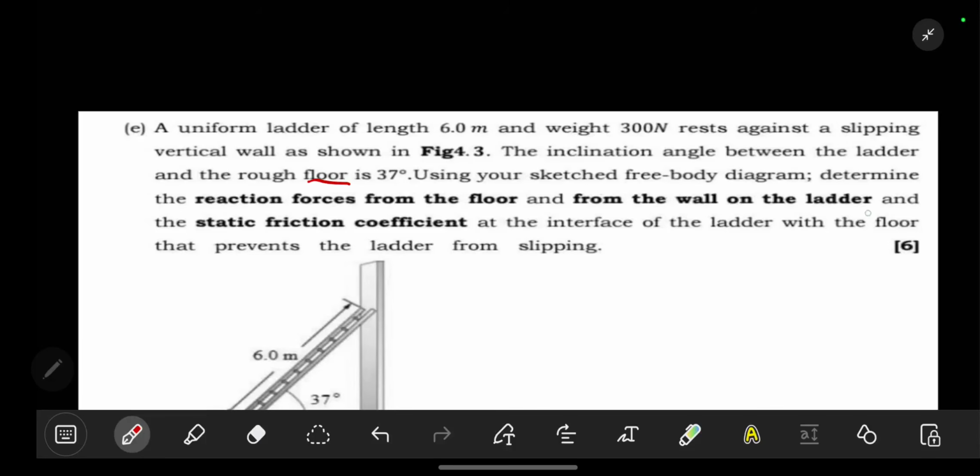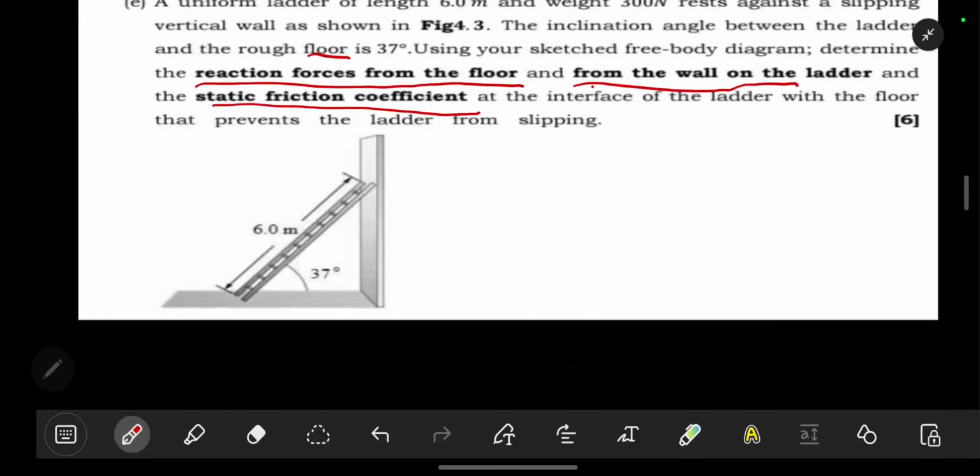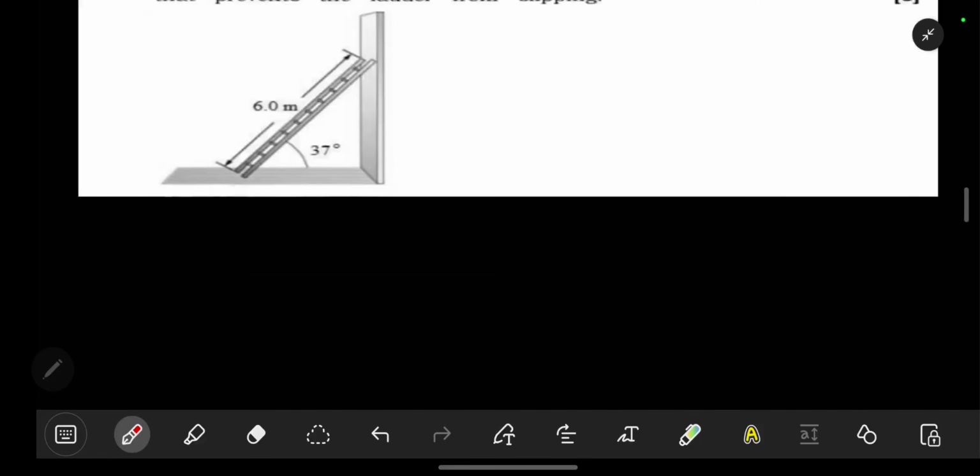Using your sketched free body diagram, determine the reaction forces from the floor and from the wall on the ladder, and the static friction coefficient at the interface of the ladder with the floor that prevents the ladder from slipping.